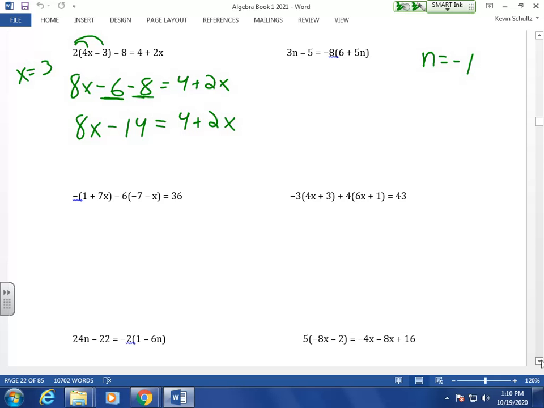Now that we're ready to move things from one side of the balance to the other, now is when we got to think of opposite operations, doing it to both sides in order to keep that equation balanced. So you might want to subtract 2x from both sides. That gives you 6x minus 14 equals positive 4. And now you're at the two-step where you add 14, divide by 6, and you get 3.